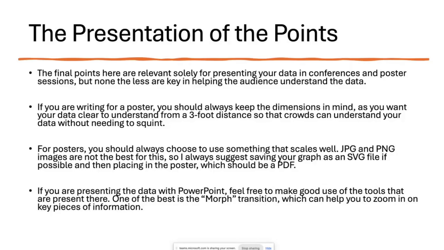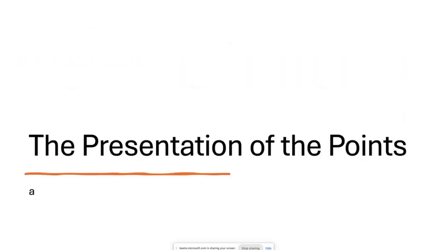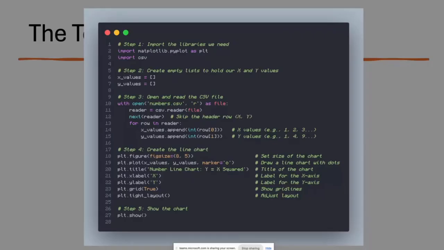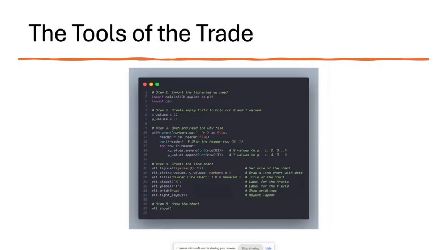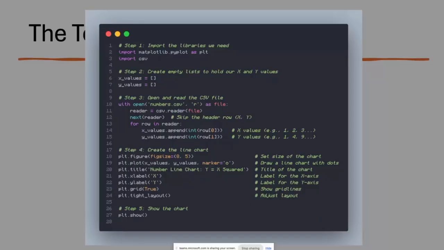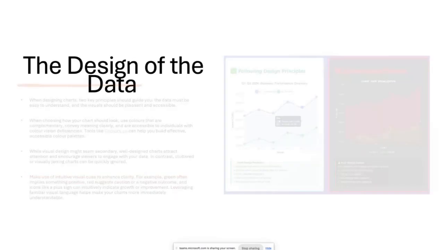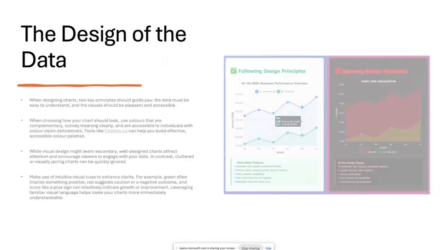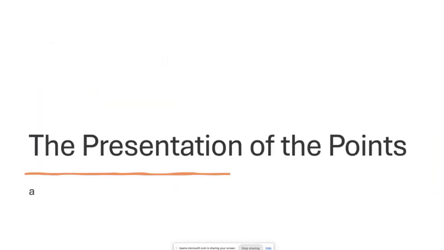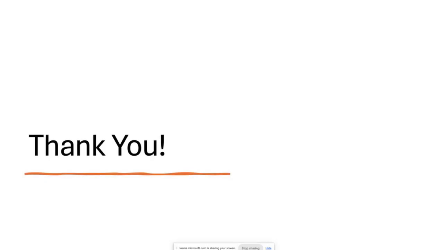The final thing is, if you're presenting data with PowerPoint, feel free to make use of the tools that are present in it. One of the best tools for this is the morph transition, which can help you zoom in and out of key pieces of information. We actually saw this a little bit earlier. We had this piece of code here, and what we did was we zoomed in a little bit using the morph transition. You could just as easily do this with a graph to highlight different pieces, and given you have the tool there for it, it's always best to do this. It'll help you to highlight things without confusing your audience. Other than that, that's everything to do with the presentation.